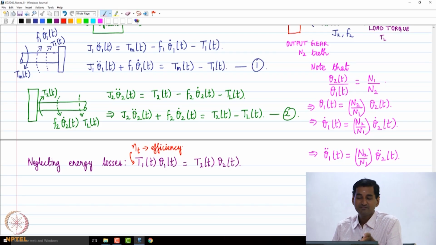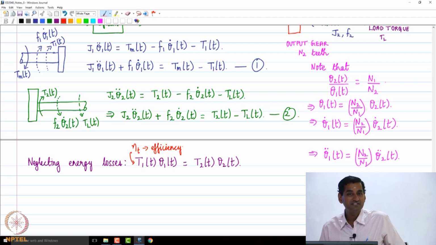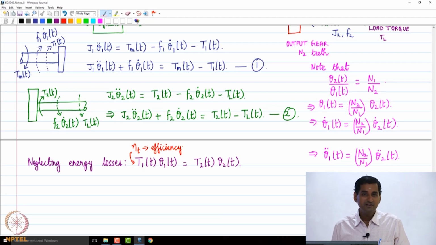So we may have some frictional losses, but for the time being we will neglect them. If someone wants to incorporate it, you multiply the term T1t theta 1t with an efficiency eta t, and that's going to be equal to the energy term T2t times theta 2t. But for the time being we will consider eta t to be 100%, just for simplicity. If someone gives us this parameter, we can of course incorporate it. That's what I just wanted to convey to you.